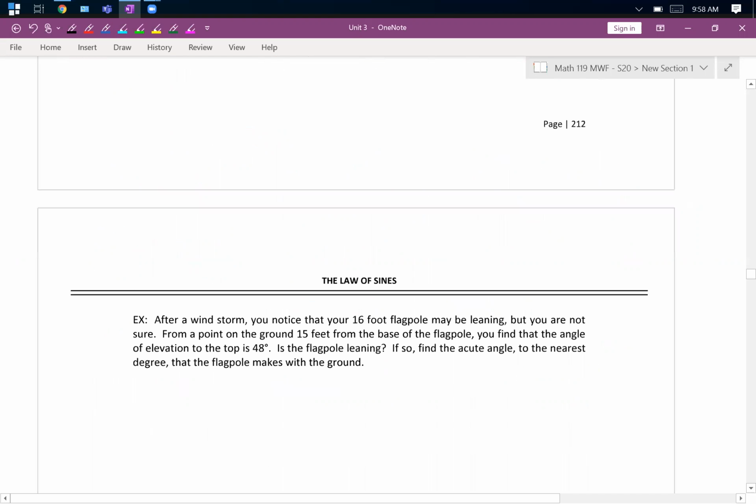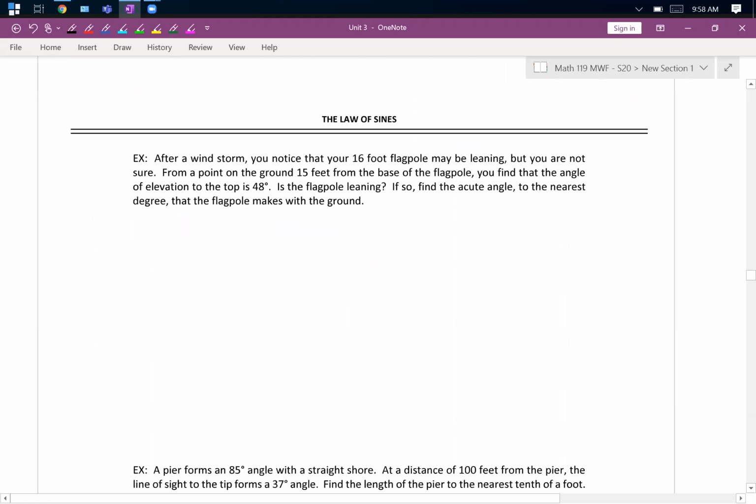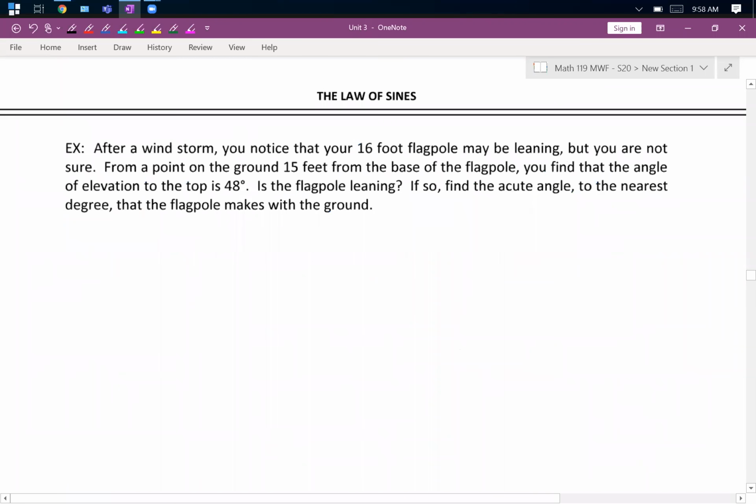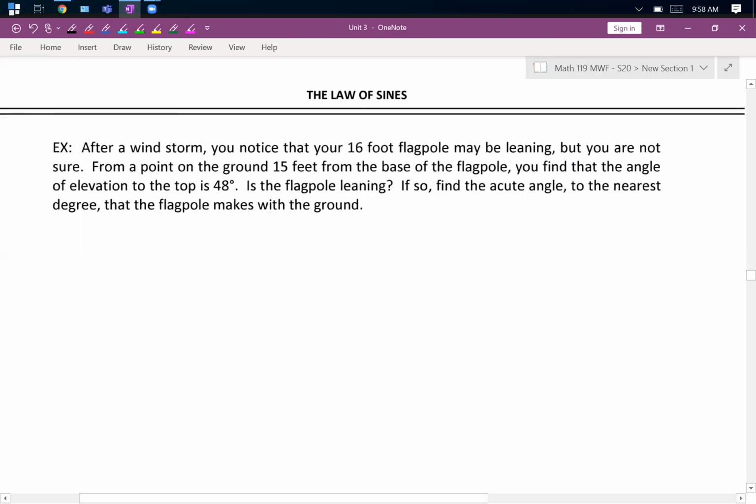All right, let's take a look at some application problems. After a windstorm, you notice that your 16-foot flagpole may be leaning, but you're not sure. From a point on the ground, 15 feet from the base of the flagpole, you find that the angle of elevation to the top is 48 degrees. Is the flagpole leaning? If so, find the acute angle to the nearest degree that the flagpole makes with the ground.